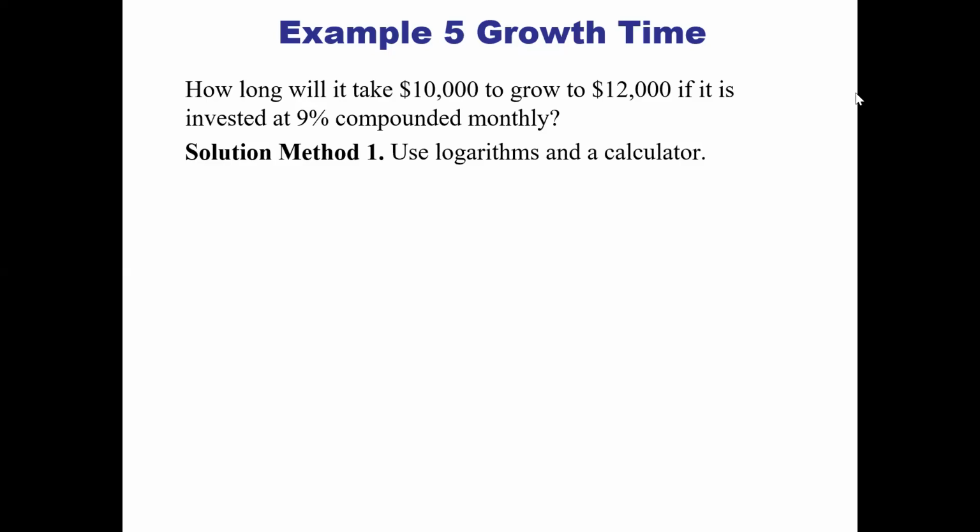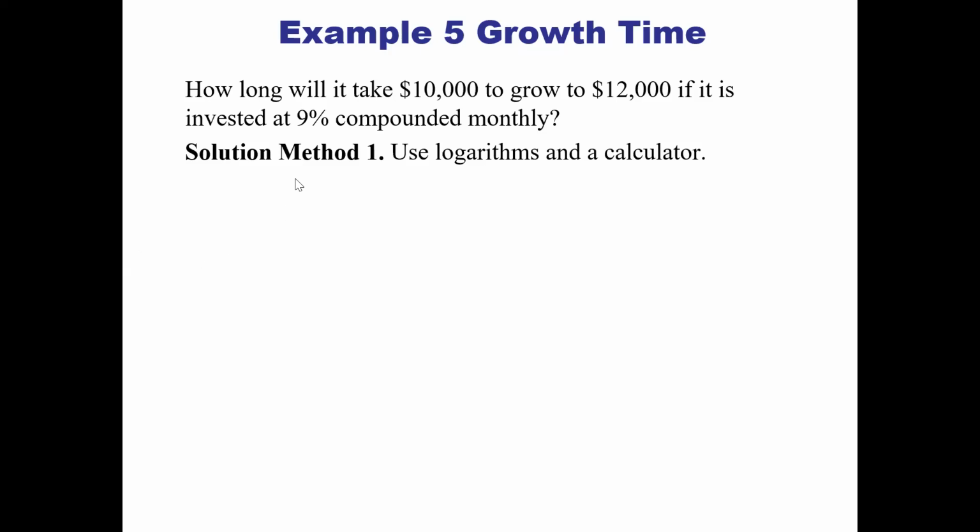All right, so the first example here is growth time. How long will it take $10,000 to grow to $12,000 if it is invested at 9% compounded monthly? And so this is method one. They want us to do three different methods in the book. So this one is to use logarithms and a calculator. All right, so what do we need to do?